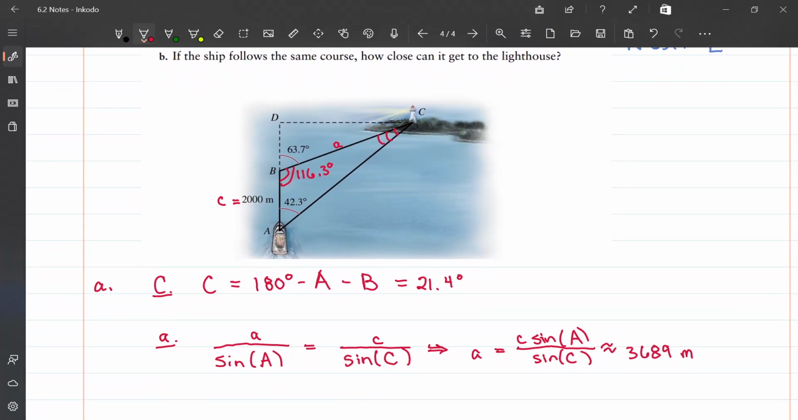Now the next question is a little bit more interesting. It says, how far will you be if you follow the same course? Oh, well, I guess let me rephrase that. How close will you get? How close can you possibly get if you follow the same course? Now, normally that might be a little bit of a head scratcher. However, if we keep following this course, you'll notice that they've put in the point D over here if we continue.